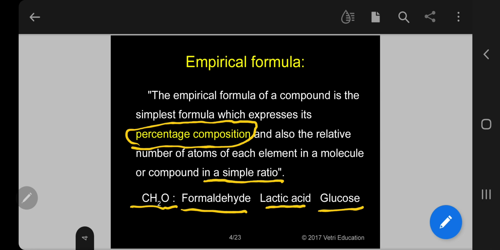That means in the simple ratio, in the case of formaldehyde, CH2O, the ratio will be 1:2:1. The 1:2:1 ratio is present in all the cases of formaldehyde, lactic acid and glucose. Kindly follow. This is called empirical formula.